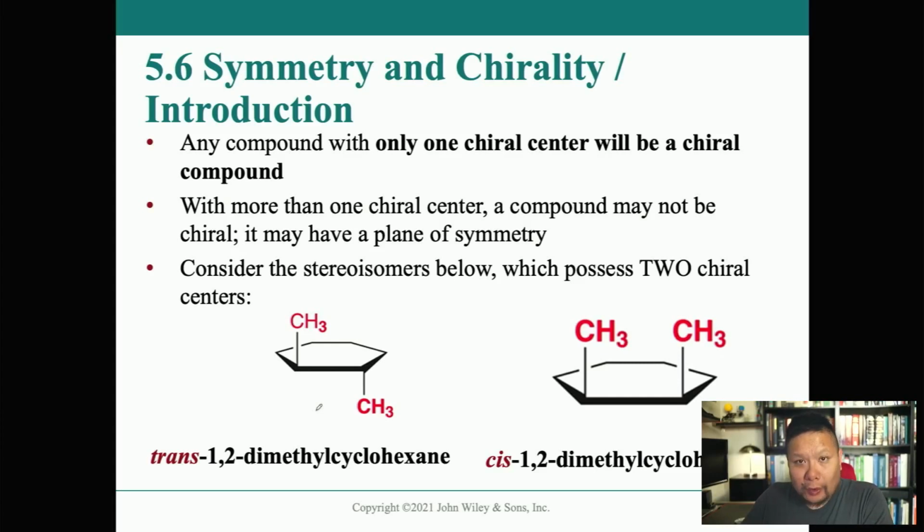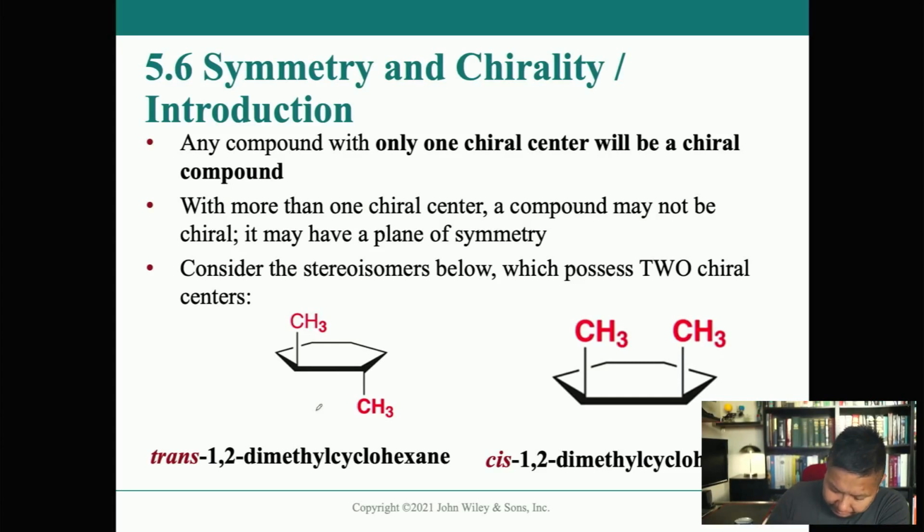So with more than one chiral center, a compound may not be a chiral compound if it has a plane of symmetry. Consider these 2 stereoisomers below, which possess 2 chiral centers. What it's saying here is that if a molecule only has one chiral center, it's definitely a chiral molecule or a chiral compound. But if you have more than one chiral center in there, it could be not chiral anymore, or known as achiral, if it has a plane of symmetry.